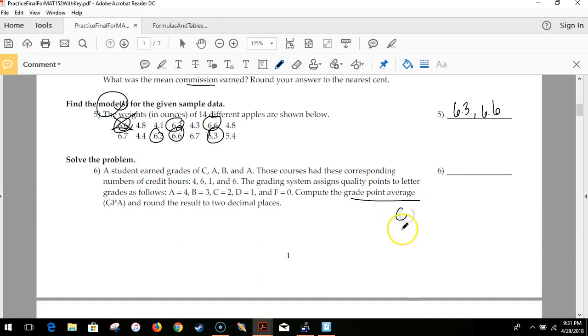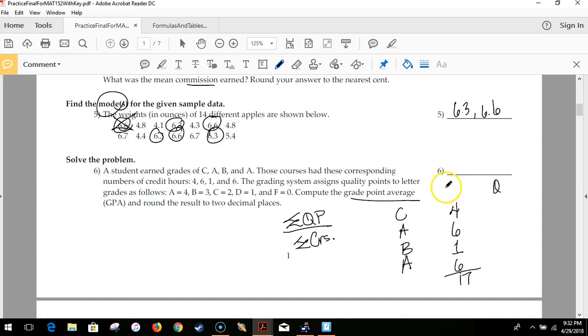Well, I got a C, an A, a B, and an A. My credits for my class I got a C in was 4, 6 was the A, 1 was the B, and then that last 6 was also an A. We need to find the total number of quality points earned and then divide that by the total number of credit hours that we attempted. So we attempted 17 credit hours.